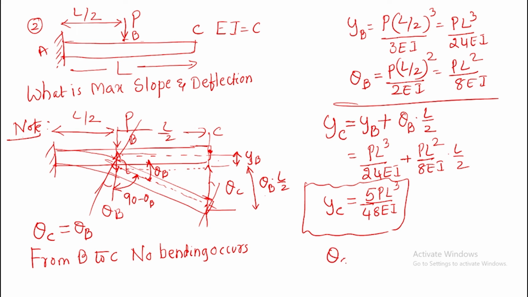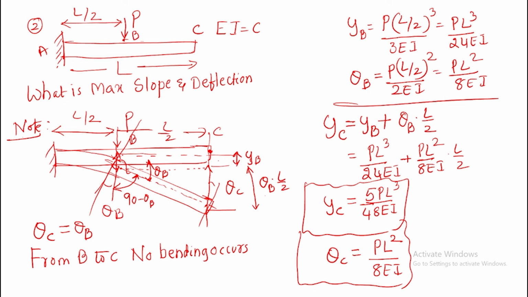Anyway, theta C, I already told you, is like theta B only. How much will you get? PL square by 8EI. These are the answers. Okay, this is the second question.